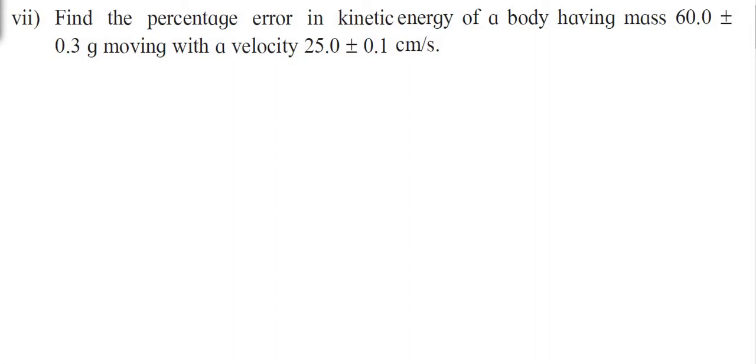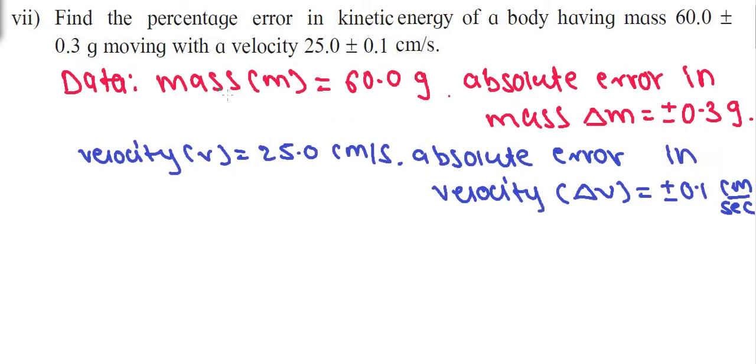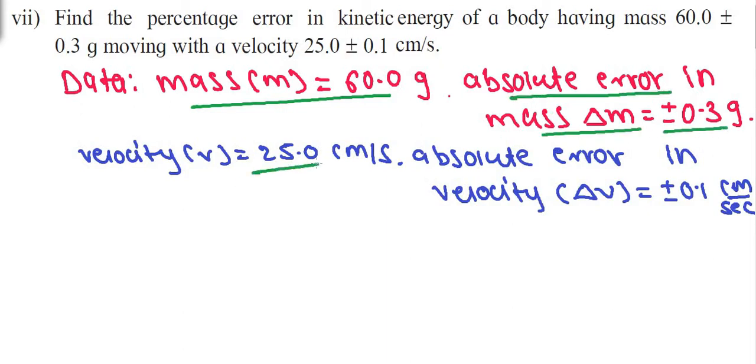Example number 7. Find percentage error in kinetic energy of a body having mass 60.0 plus or minus 0.3, moving with a velocity 25.0 plus or minus 0.1 centimeter per second. Let us write down data first. Mass of the body is 60 gram. Absolute error in the measurement of mass is plus or minus 0.3 gram. Velocity v is 25 centimeter per second, and absolute error in velocity is plus or minus 0.1 centimeter per second.